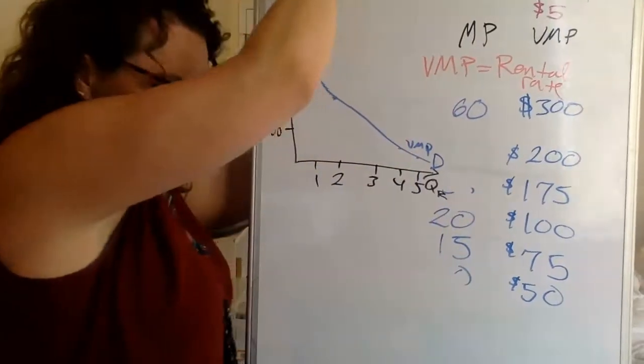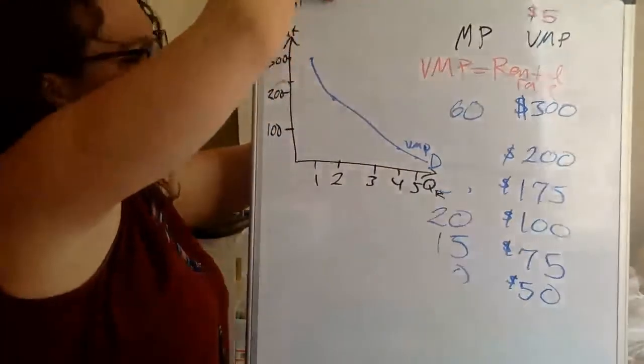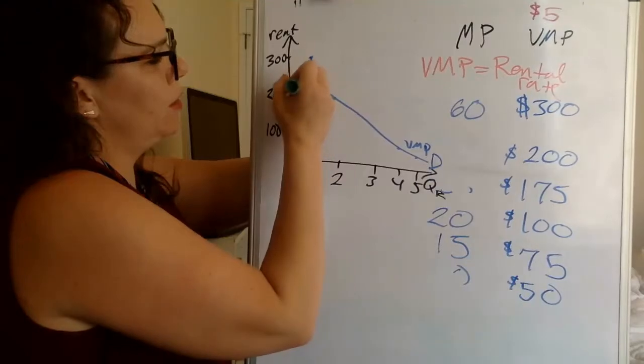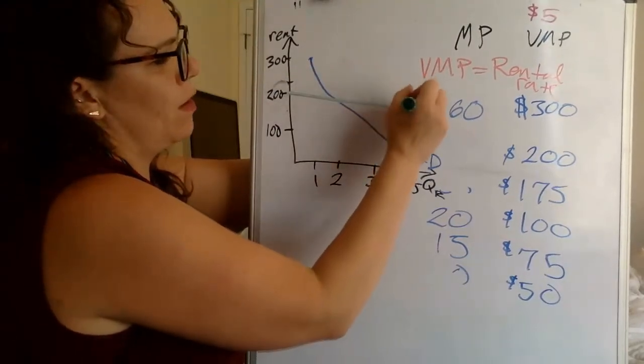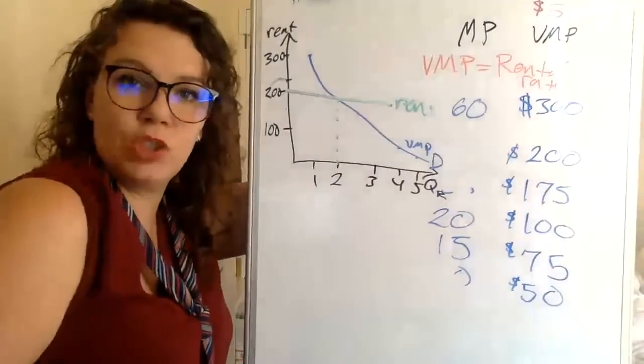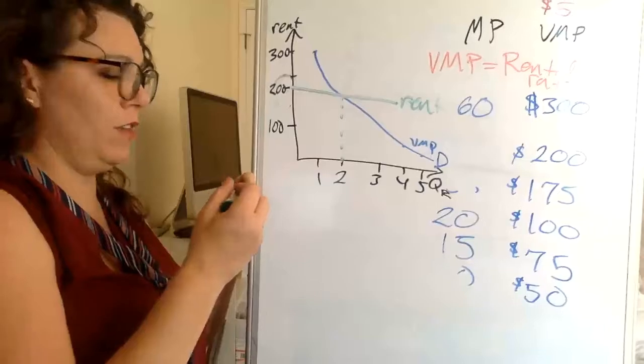And then the rental rate is going to tell us how many we're going to hire. So we put that rental rate in at $200. That tells us that we're going to be hiring 2 milking robots. Make sense? Hopefully, a little bit.